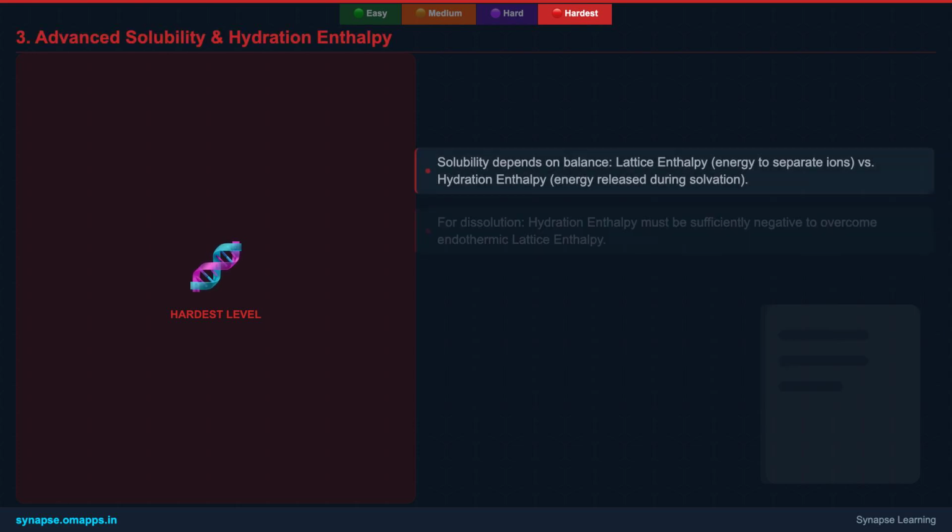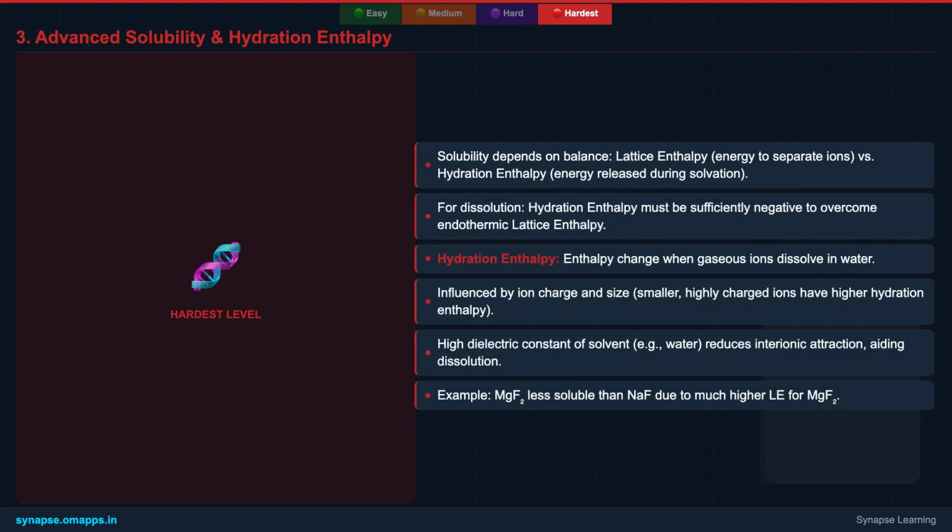The solubility of an ionic compound in a solvent like water is a delicate balance of energies. It depends on whether the energy released during hydration, called hydration enthalpy, is sufficient to overcome the energy required to break apart the crystal lattice, known as lattice enthalpy. Hydration enthalpy is the energy released when gaseous ions are surrounded and stabilized by solvent molecules.